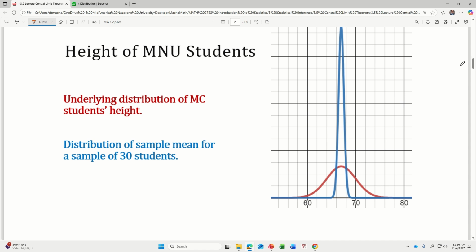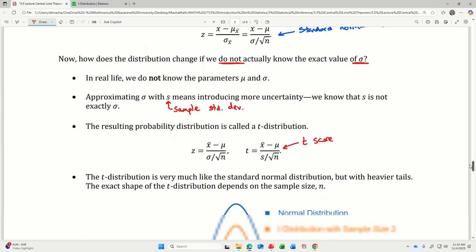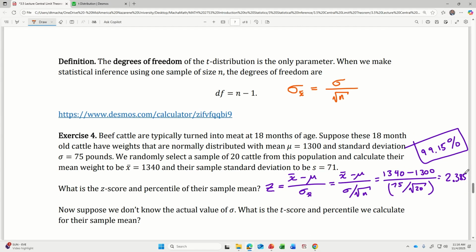So it has a smaller standard deviation. And how small is it? Well, it's exactly this. It's the underlying distribution standard deviation divided by the square root of the sample size. So the larger the sample size, the smaller the standard deviation of the distribution of the sample mean.